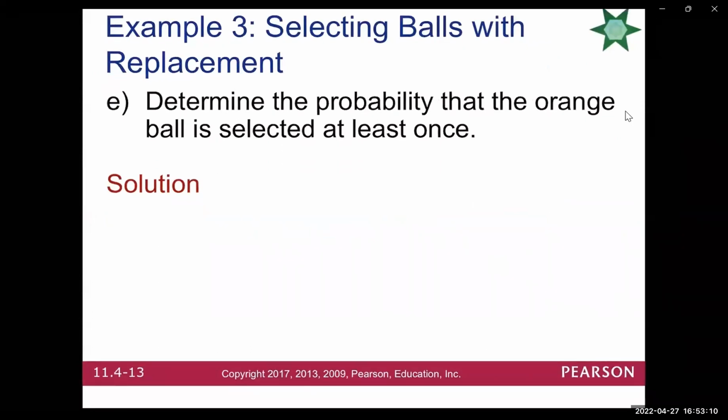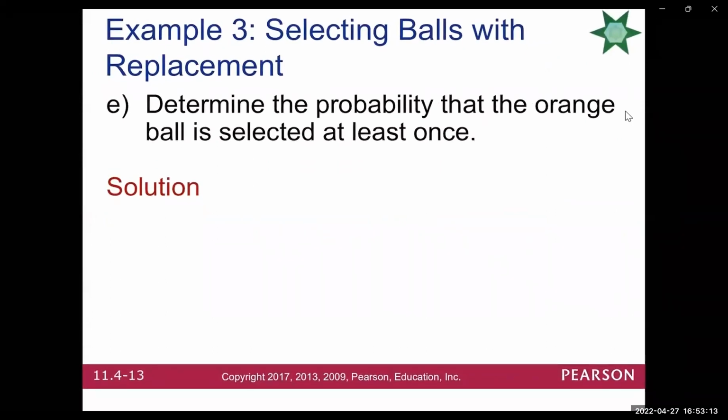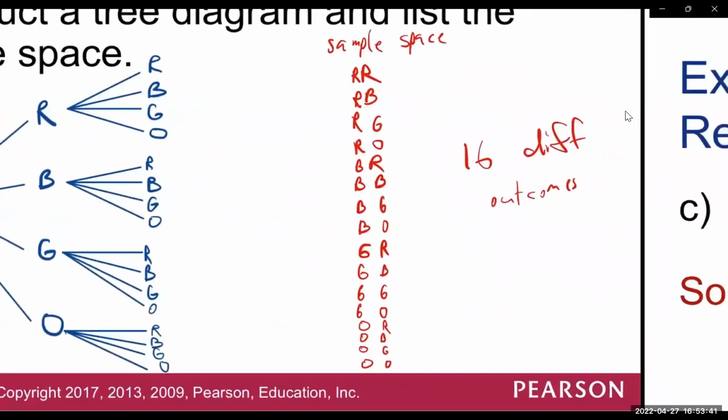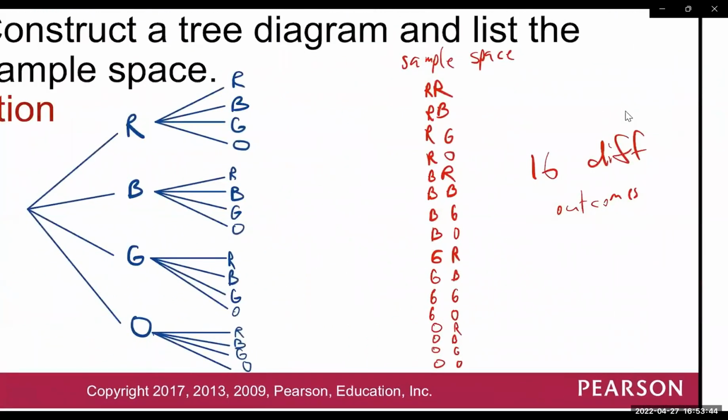Let's look at the next question. Determine the probability that the orange ball is selected at least once. So the probability that O is selected at least once. How would you determine that? We already know the denominator is 16. So now we go back to see how many. So how would you figure out the number of ways that you can get at least one orange?